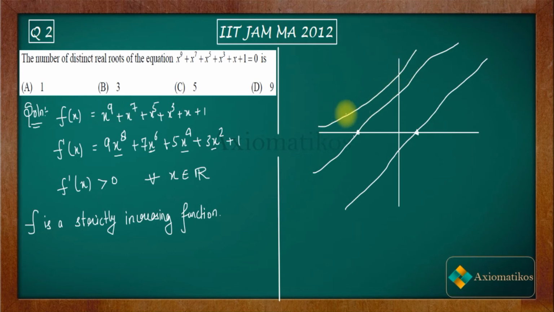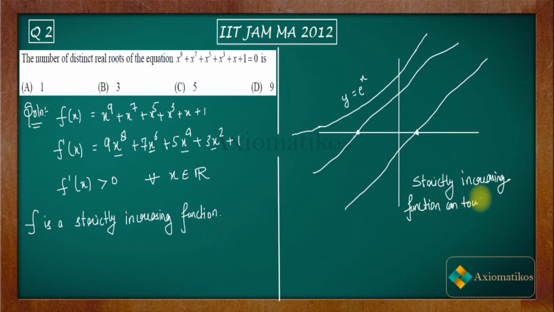So which curve am I drawing? I am drawing a very familiar curve, y is equal to e to the power x. So you know that it will never touch the x-axis, right? But it is strictly increasing. So what result can we evaluate from here? That a strictly increasing function can touch the x-axis at most once.